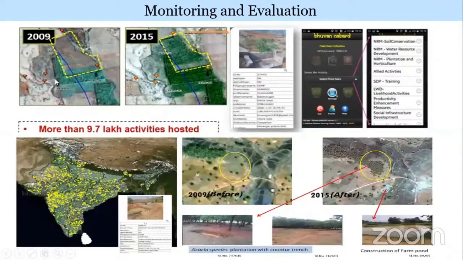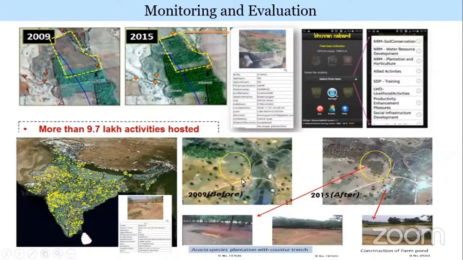In 2009, this is one of the patches where work was not done. And in 2015, you can see that this is a plot in which an agriculture plot has been developed. So we can get very good information by just looking at the pictures. And these are coded data. There is a check dam constructed over here, and all the spatial information has been given to this check dam. So this is how it is being used for monitoring.